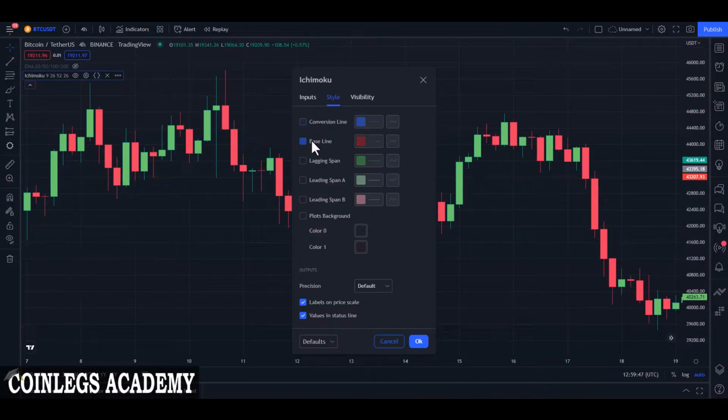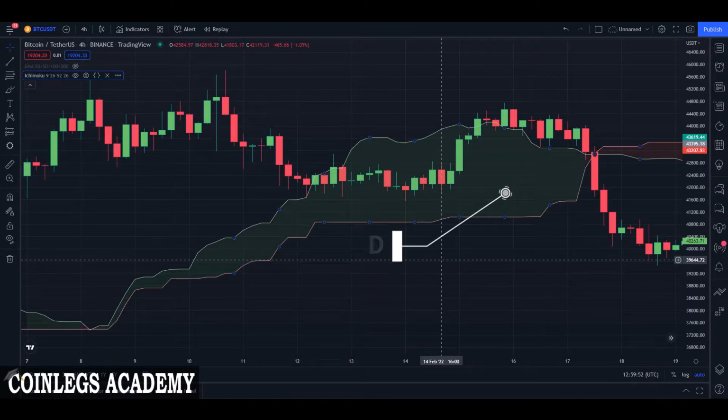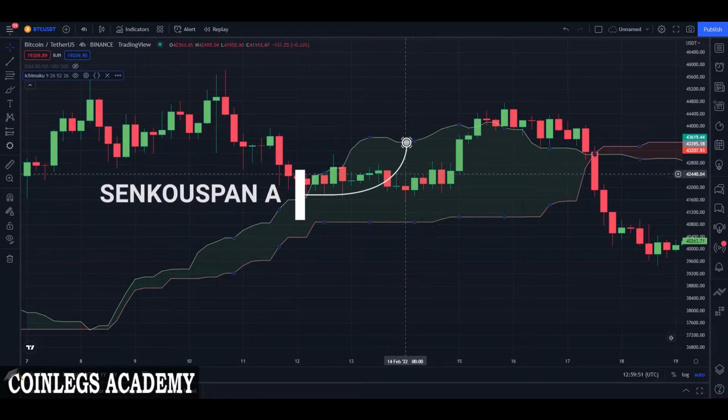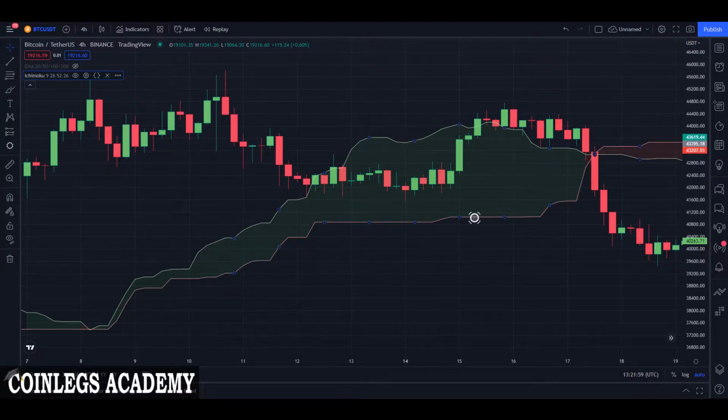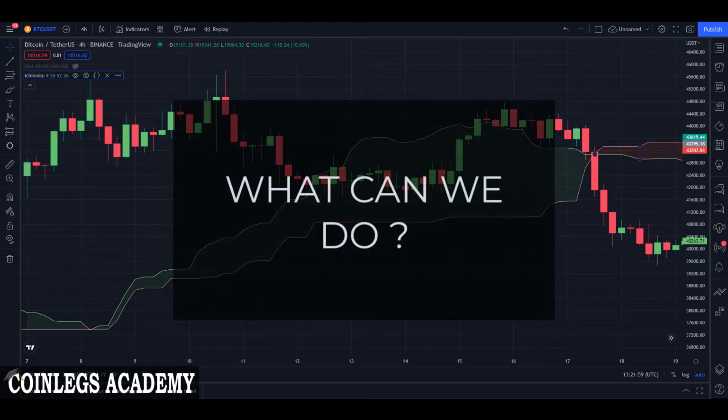Now, let's take a look at these two lines. The combination of these two lines creates the Ichimoku Cloud. The line known as Senkou span A is obtained by shifting the Tenkan-sen and Kijun-sen averages forward by 26 periods, and Senkou span B is obtained by shifting the 52 period moving average forward by 26 periods. What can we do with the Ichimoku Cloud?